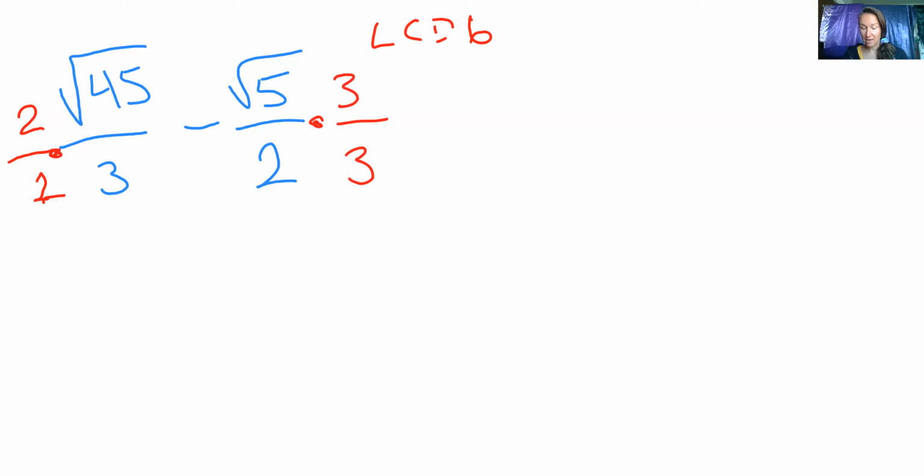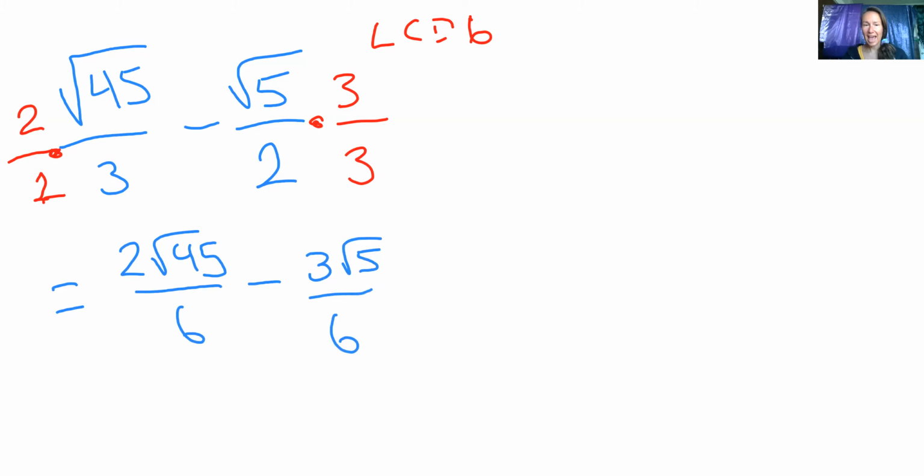So once I've done that, my two fractions look like this. We've got 2 root 45 over 6 and 3 root 5 over 6. We add those together and we're going to get 2 root 45 minus 3 root 5.